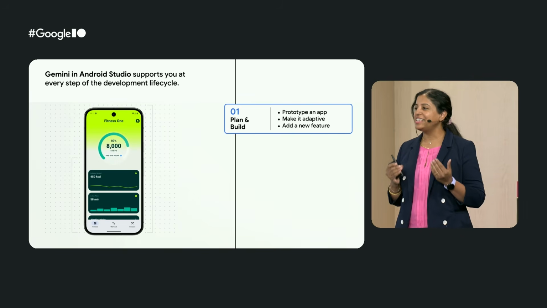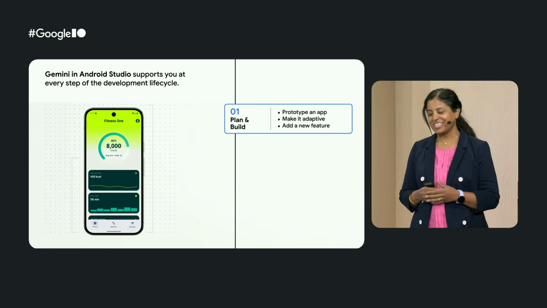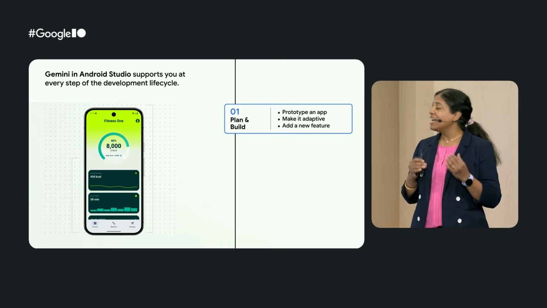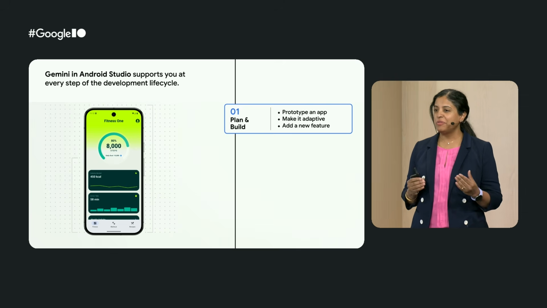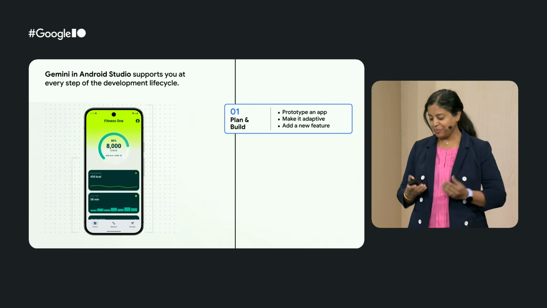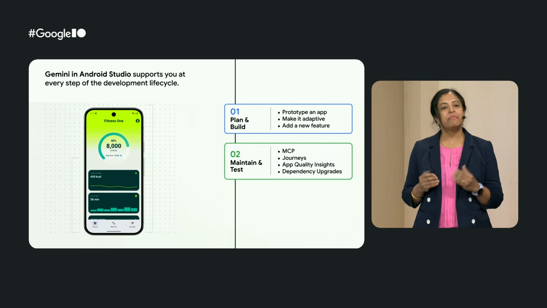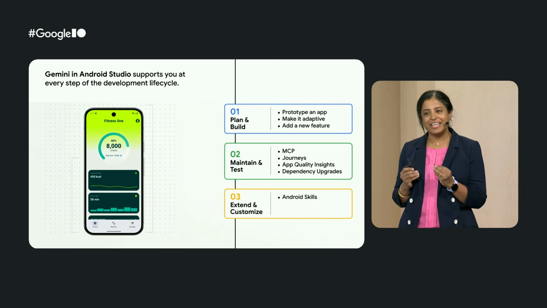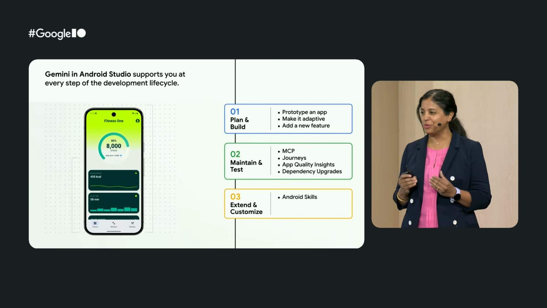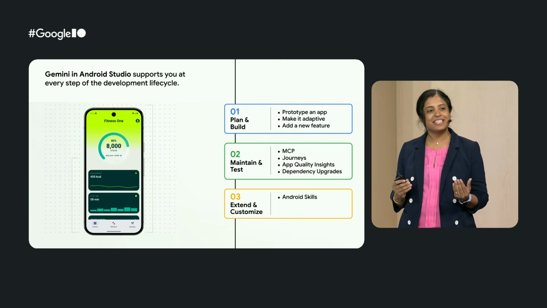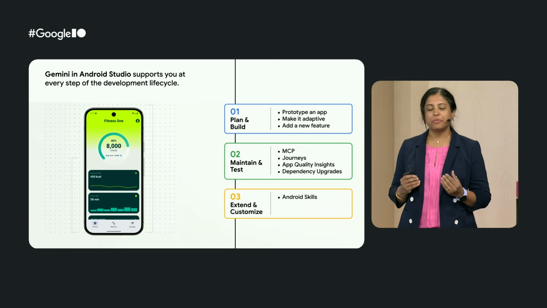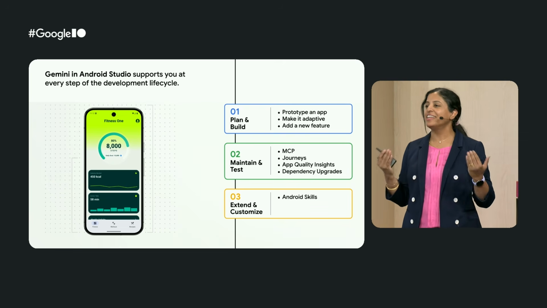All right. Gemini in Android Studio helps you at every stage of the app development lifecycle. Let's take a look at some practical examples through this agenda. Firstly, we'll look at how to prototype an app, how to make it adaptive, and how to add a new feature. Then, let's look at maintaining and testing your app. And finally, let's look at how to intelligently integrate your existing workflow tools into Studio and how to extend Gemini with new skills. All of the features we'll be looking at today apply to both new projects as well as existing large code bases.